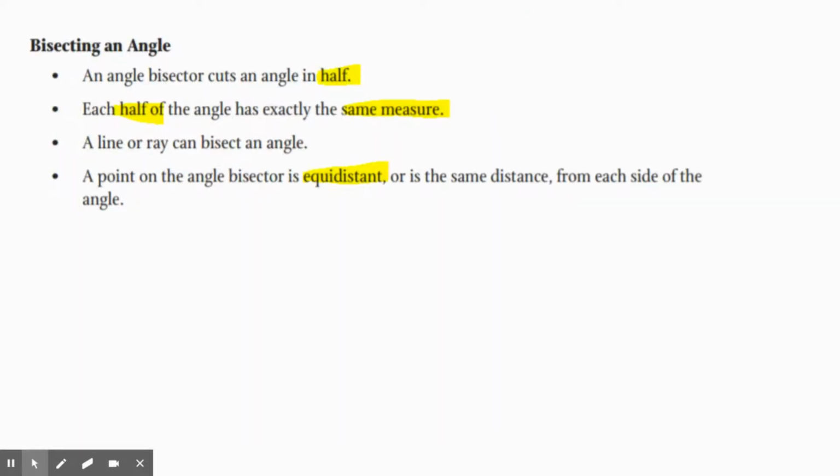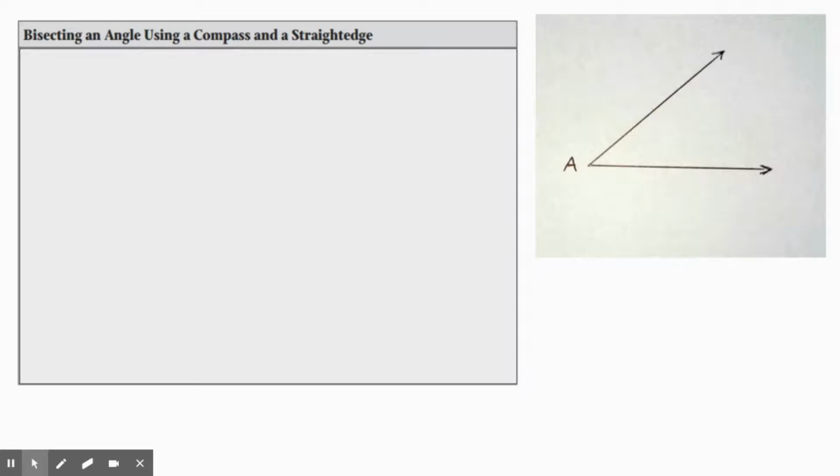To bisect an angle, we're going to do exactly the same thing. We're going to cut the angle in half and have two congruent angles. So the first thing you have right here is angle A. Draw an angle if you don't have one already.